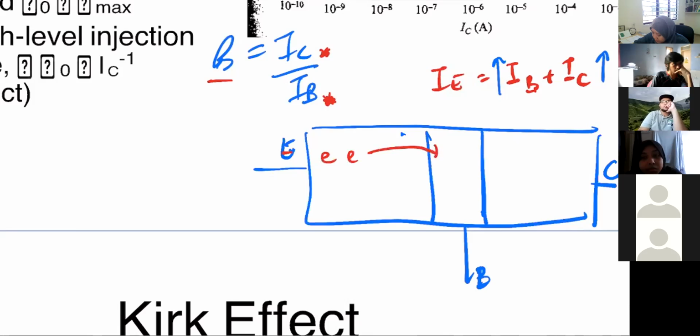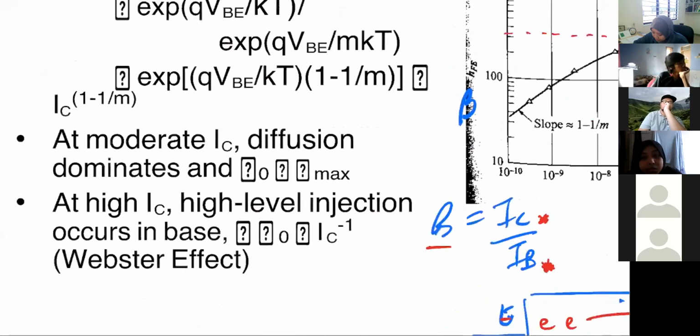When IE is low, the electrons that come to the base, proportionately to the overall collector current or the overall total current, there will be more recombination in the base.